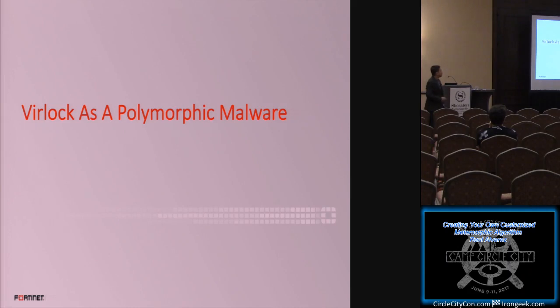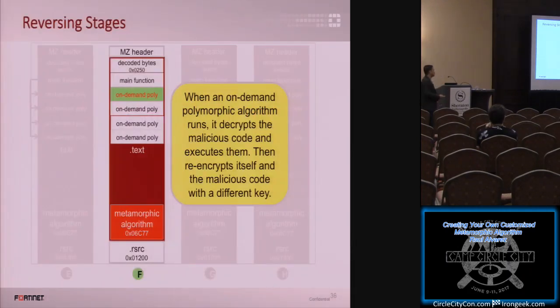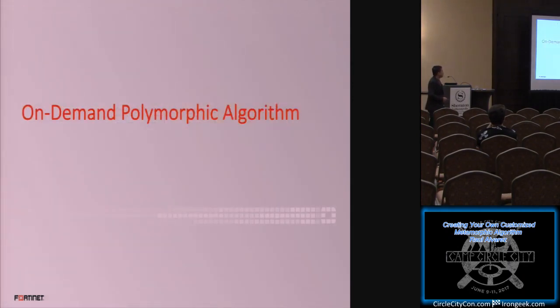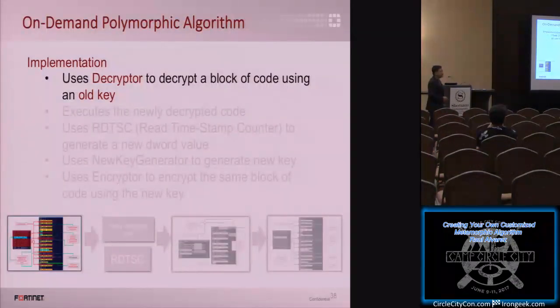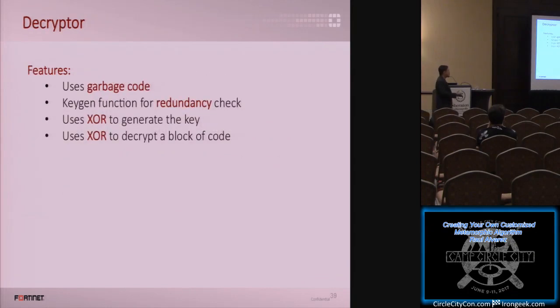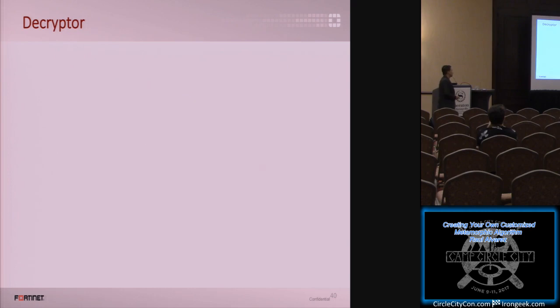That is for the file infector. For polymorphic malware, as with BeerLac, it usually uses a decryptor with an old key. It uses some garbage code, redundancy, and it uses XOR to generate the key.